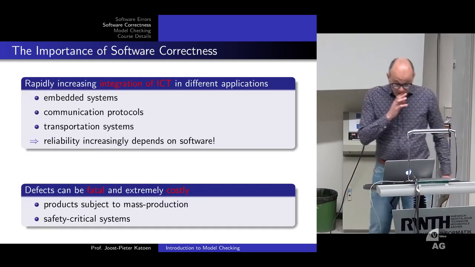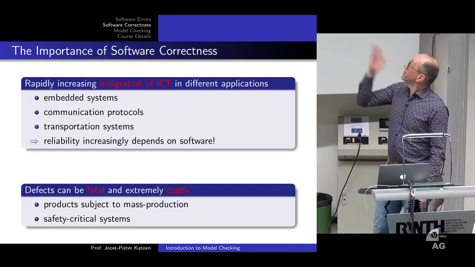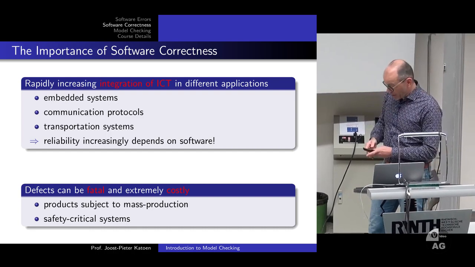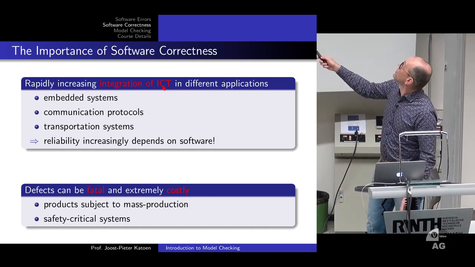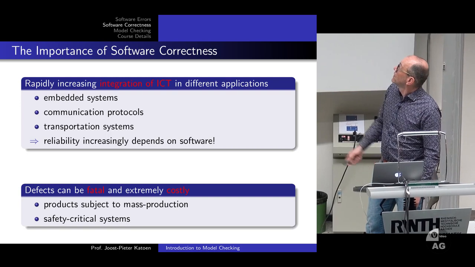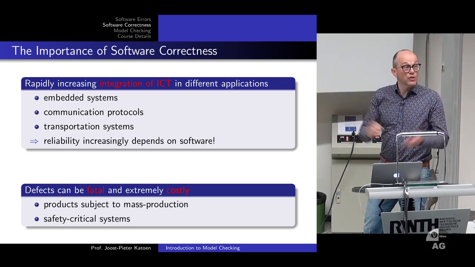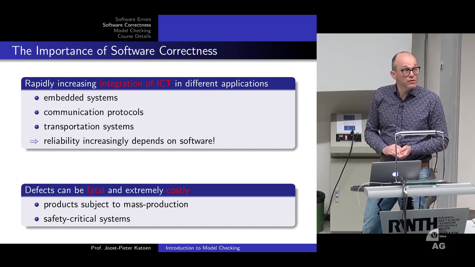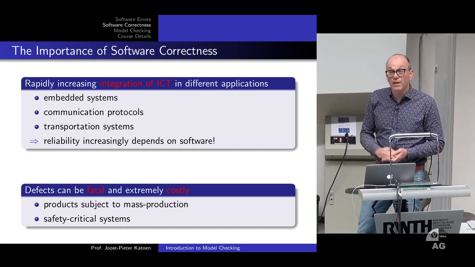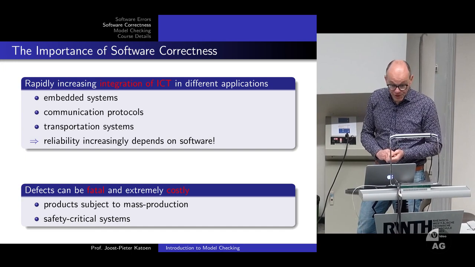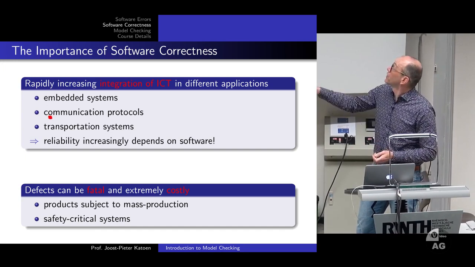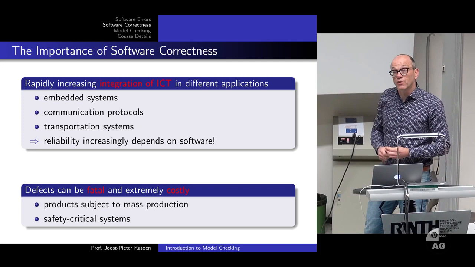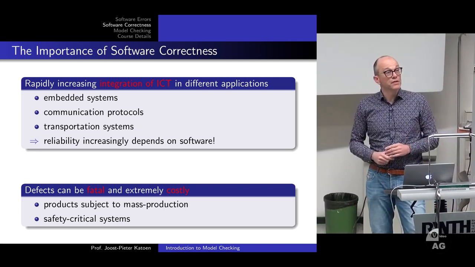Good. So what we see is a rapidly increasing integration of information and communication technology in different applications. I mean, embedded systems, I already mentioned the washing machine. You can also think about robots, robots assembling your new car, for instance. Communication protocols, the way that communication takes place.